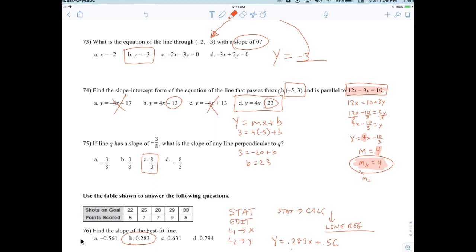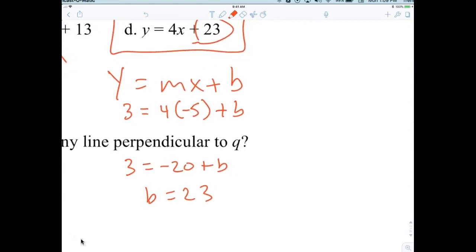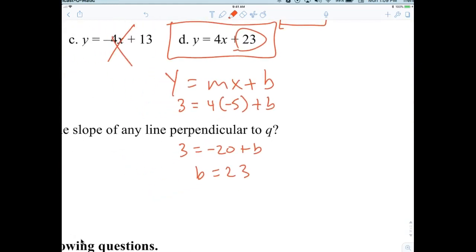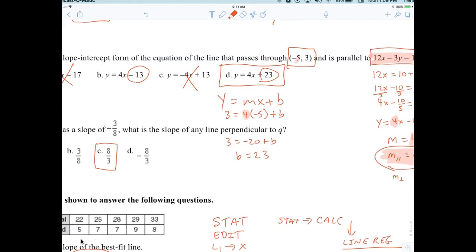I'm missing the y-intercept. So now, because I think it's easier, I'm specifically looking for the y-intercept, I can say y equals mx plus b. And then the slope was what? 4. And then I went through the point negative 5, 3. So I put that in there, and I put that in there.